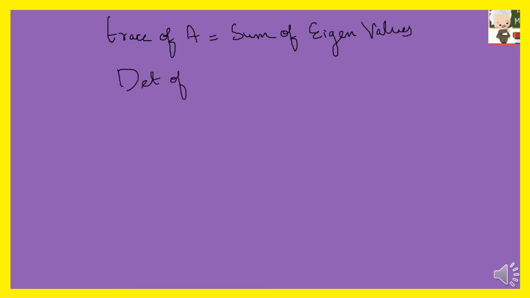One more thing which I would like to say here, which will be helpful for your questions again. So the trace of a matrix will be equal to the sum of eigenvalues. You can cross check this. And then the determinant of a matrix will be equal to the product of eigenvalues. Okay, product of eigenvalues.